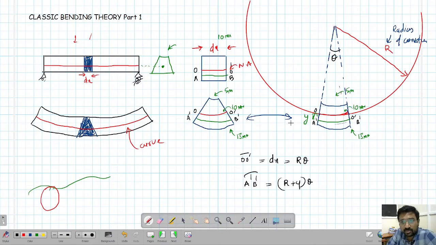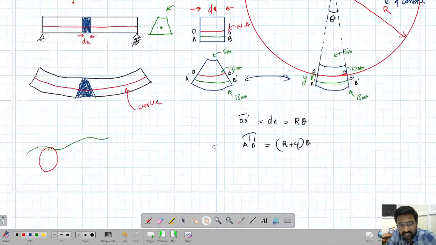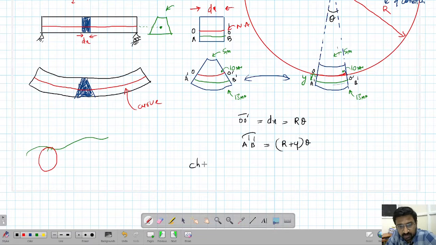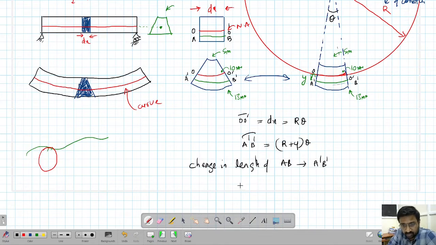So A dash B dash is the final length of this small piece. The original length of the small piece was dx. That means the change in length. The change in length of AB when it changed to A dash B dash, which I will call delta L, is nothing but the length of arc A dash B dash minus the length of line AB. Correct? So the arc A dash B dash length is nothing but r plus y into theta, and the length of line AB is nothing but dx.